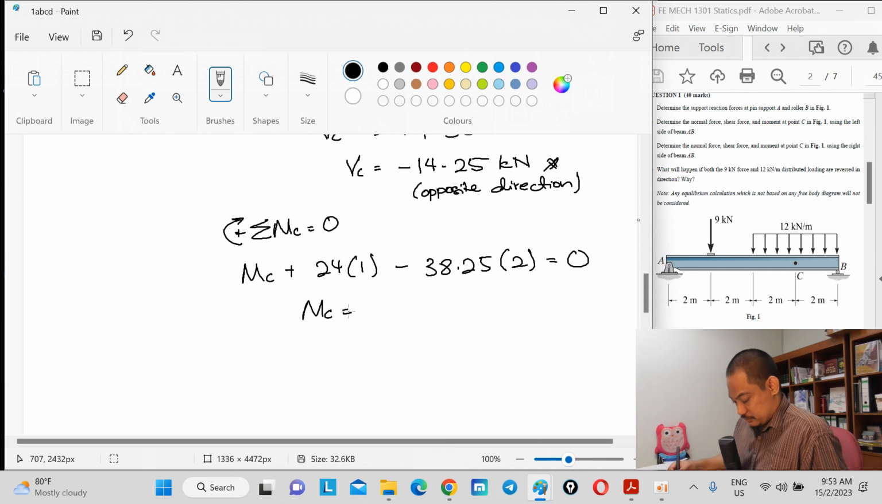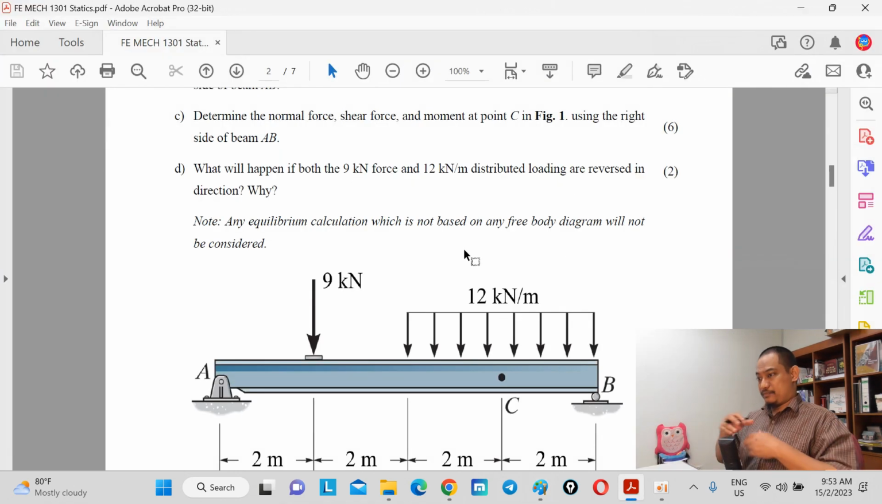52.5 MC is equal to 52.5 kilonewton meter. Question D: What will happen if both the 9 kilonewton force and the 12 kilonewton per meter distributed loading are reversed in direction? Meaning this will go upwards, this will go upwards.